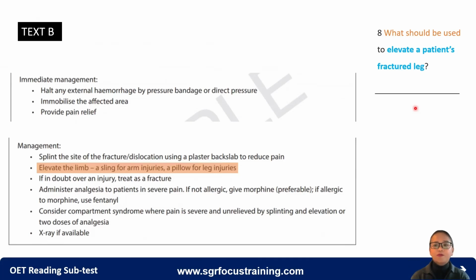So you need to go back to your question because the question specifically said leg only, not the arm. So what we're going to choose here is this part. So in order to elevate the leg, we need a pillow. So in here, OET will accept either the answer pillow or the answer a pillow. Okay, hopefully that's something that you managed to get as well.